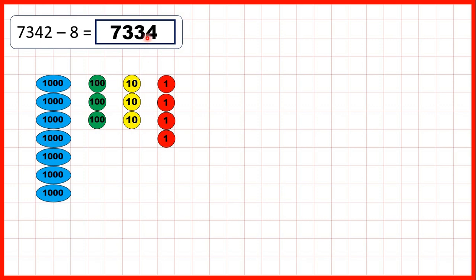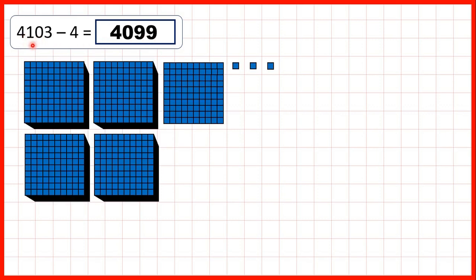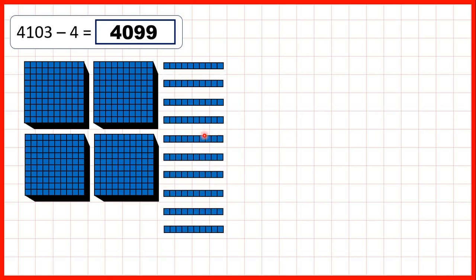Then we had 4,103, but we needed to subtract 4. We could subtract 1, 2, 3, but then we needed to exchange. First, we can exchange our 100 for 10 10s, and then take one of our 10s and exchange it for 10 1s. So then, when we subtract our fourth one, you can see that we now have 4 thousands, no hundreds, 9 10s, and 9 1s. So that's why our answer is 4,099.